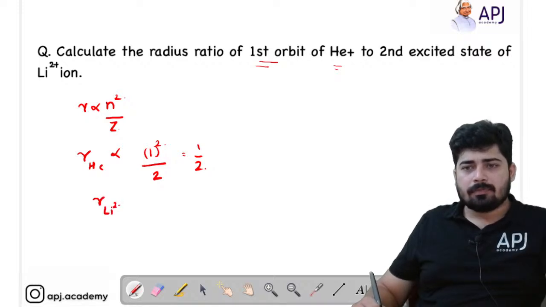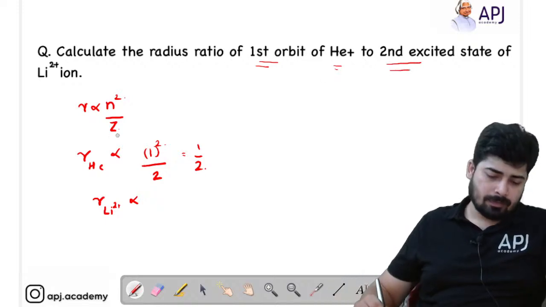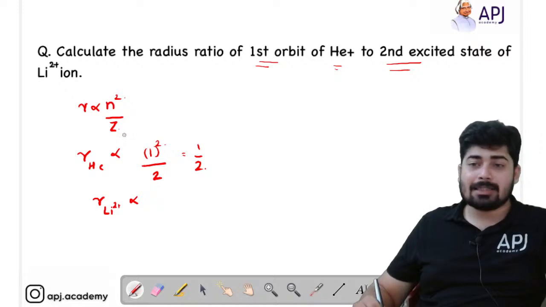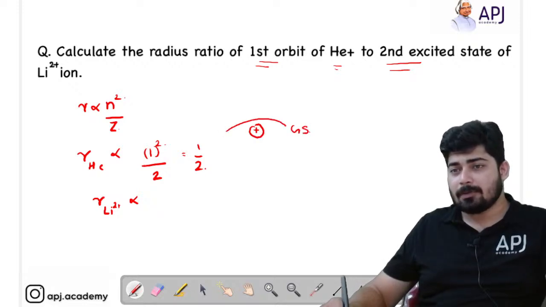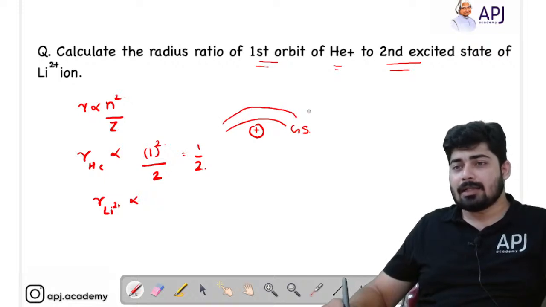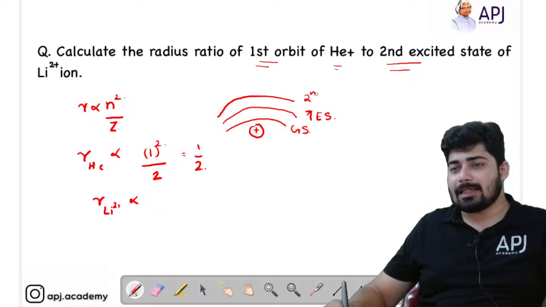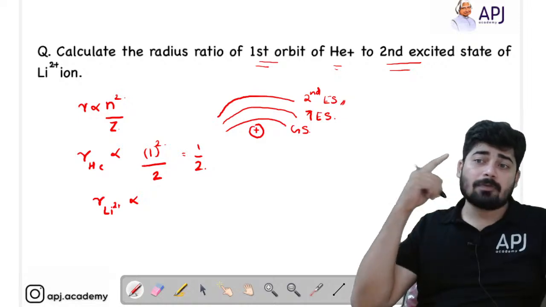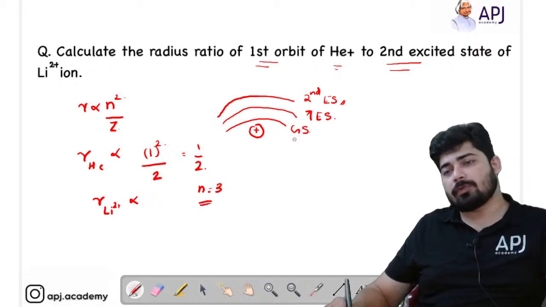For lithium, it corresponds to the second excited state. That means you have to be aware of these terms. I have told you this is the ground state. First shell is the ground state and second shell is the first excited state. Normally students take the third shell as the second excited state. So these terminologies you have to be aware of. If not, instead of taking n equal to 3, you will take n equal to 2. So always be aware of such terminologies.